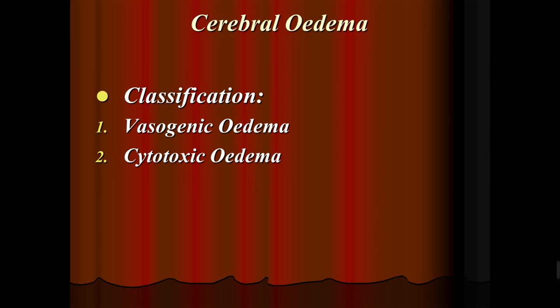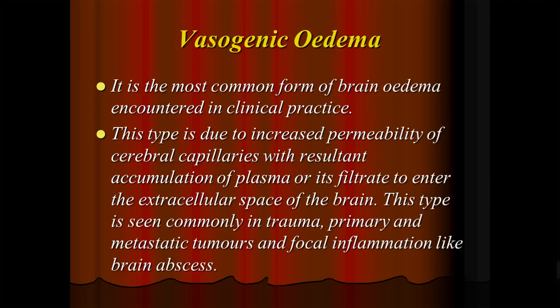Cerebral edema is classified into two types, either vasogenic edema or cytotoxic edema. To start with, vasogenic, from its name, vaso means vessels, so that it originates from the vessel, while cytotoxic is related to cells. Now, regarding the first type of cerebral edema, vasogenic edema: vasogenic edema is the most common form of brain edema encountered in clinical practice. This type is due to increased permeability of the cerebral capillaries, with resultant accumulation of plasma exudate in the extracellular space.